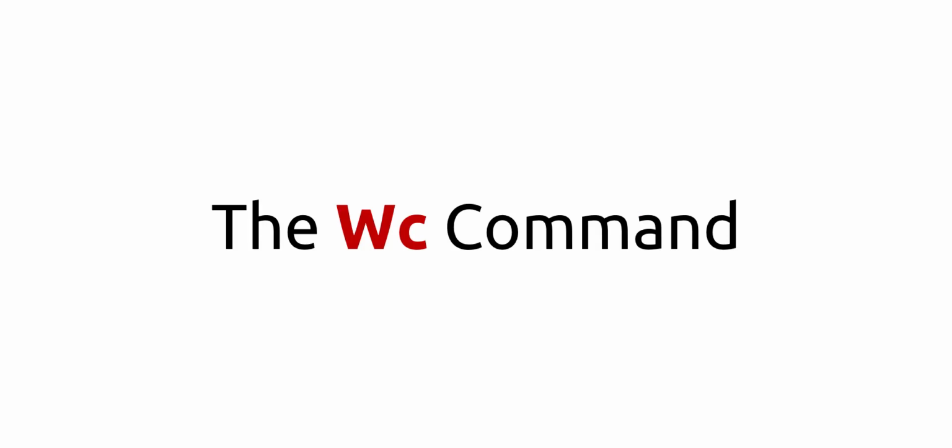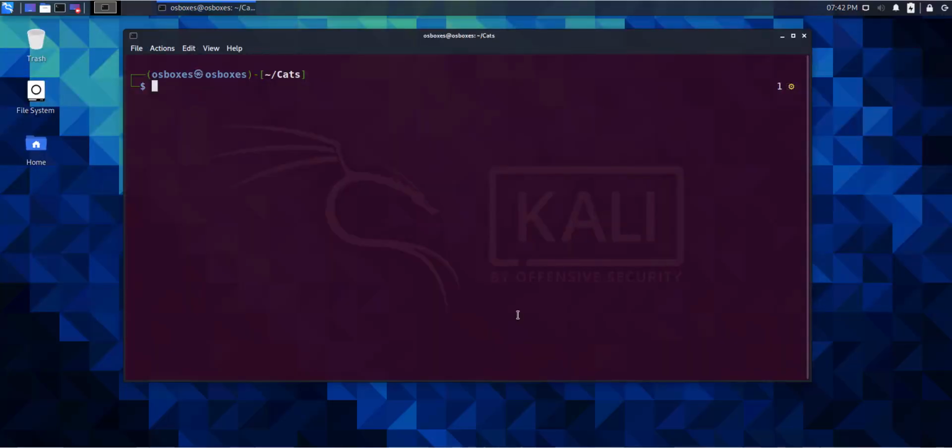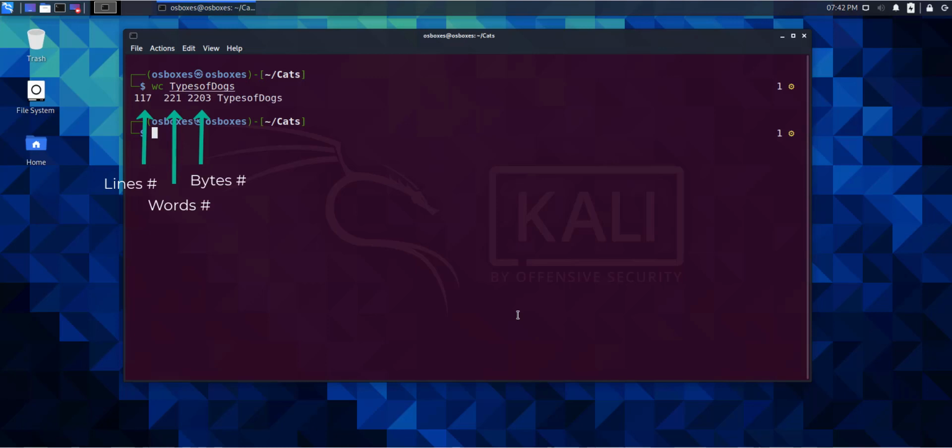The WC command. WC means word count. This command presents the number of lines, words, and bytes within a file. The syntax is WC, Option, File Name. Let's use the word count command on the Types of Dogs file. This output shows that the file consists of 117 lines, 221 words, and 2,203 bytes.